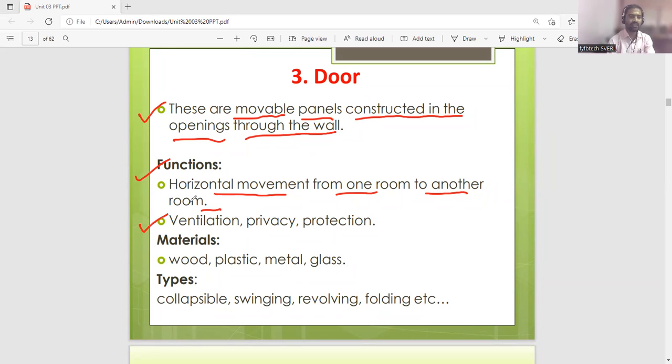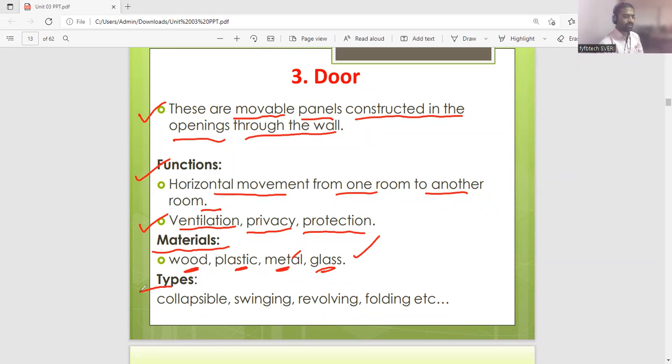Door. Next, door is also provided for ventilation, for privacy and for protection. Okay, ventilation is also a purpose, privacy is also a purpose, then protection also. Then materials. This door is made up of wooden material, plastic material and metal material, and there will be glass doors also. There are cement concrete ones also. Nowadays they are recent ones. Glass also, metal, plastic, cement.